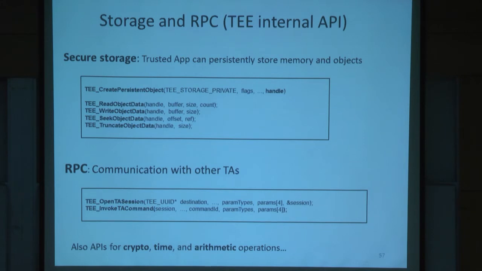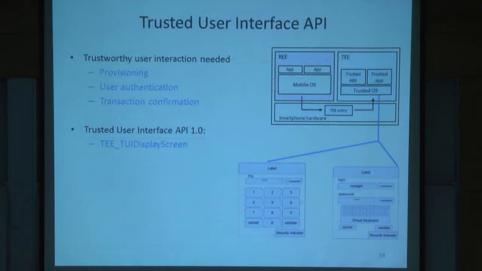The internal API gives all kinds of functionality. So for example, there are APIs for secure storage. You can do things like create a persistent object, read and write, seek, truncate, all that. There are also internal API methods for trusted applications to communicate with each other, so that a complex operation can be done jointly by multiple trusted applications. And in addition to that, there is a crypto library. You can make use of time and arithmetic and memory management and so on.